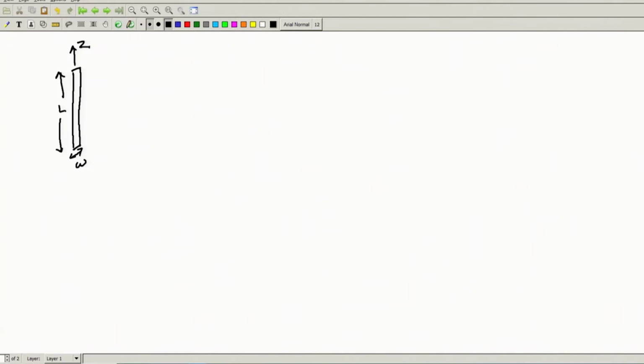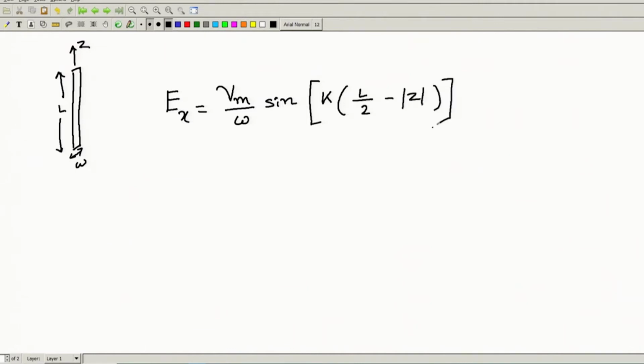In the question it has been asked that we need to assume Ex as Vm upon W sin of k L upon 2 minus mod Z. So, this is provided to us. What we will do now, we will take the help of the equivalence principle and then solve the problem.